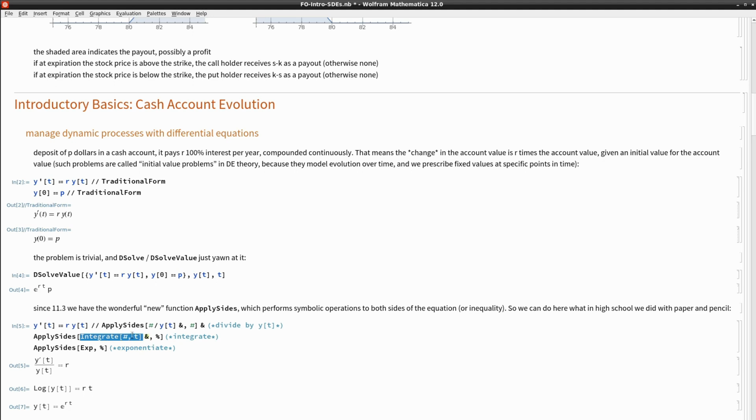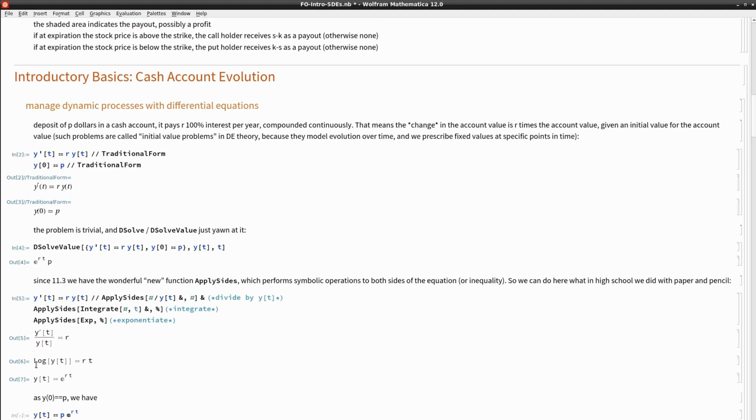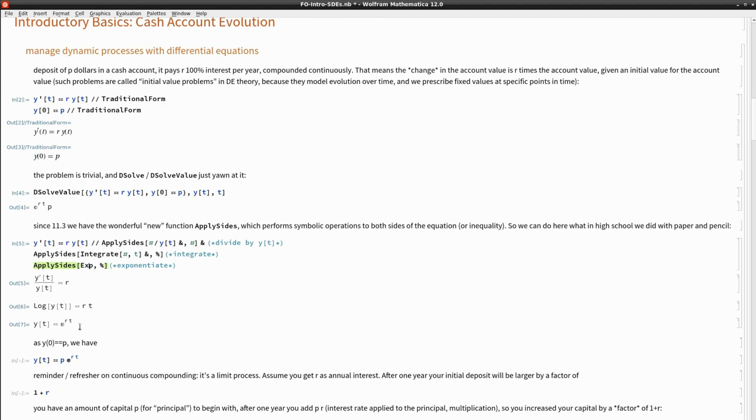Next, let's integrate this expression with respect to t, and we get the logarithm of y of t equals r times t. This is a famous integration result, formula, process, or whatever you want to think of it. If you integrate this ratio, you get the logarithm of y of t. And next, all we need to do is exponentiate it, and e raised to the power of a logarithm cancels out. We get y of t, and on the right hand side we have e raised to the power of rt. This is exactly what we had here when we solved it directly with dsolve or dsolve value.